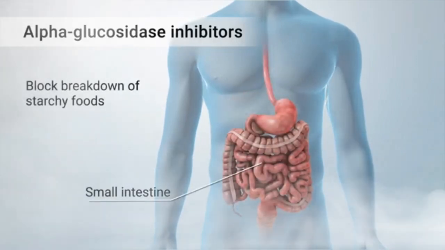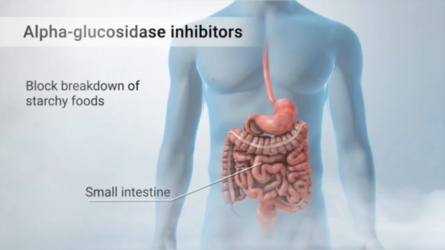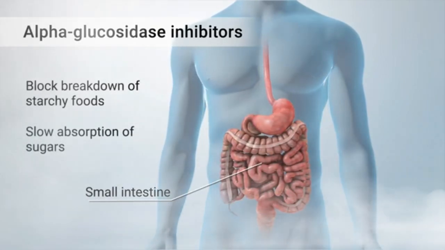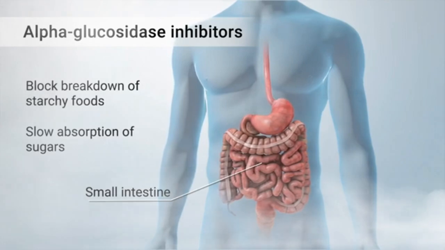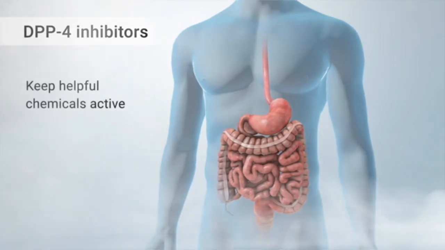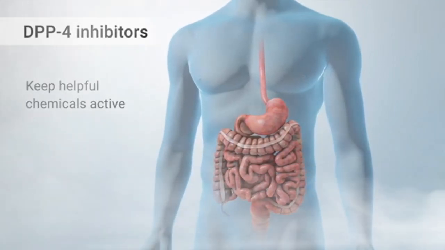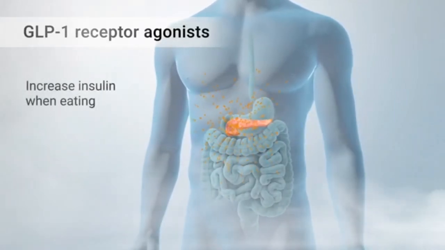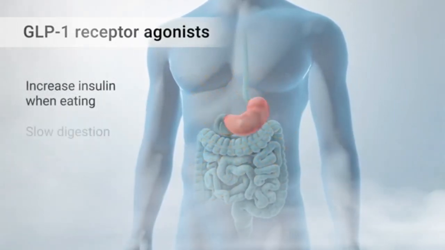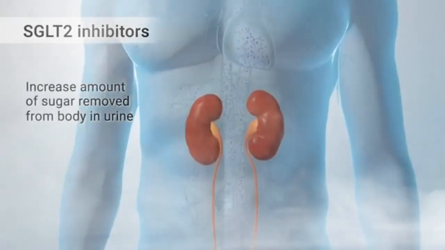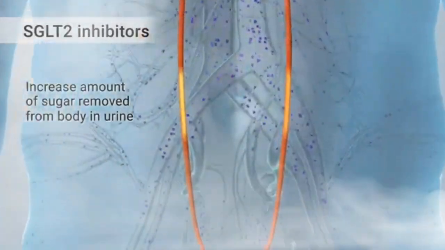Alpha-glucosidase inhibitors work in your small intestine to block the breakdown of starchy foods and slow the absorption of some sugars. This keeps your blood sugar from going up too fast after you eat. DPP-4 inhibitors let helpful chemicals in your digestive system stay active longer. These chemicals help lower your blood sugar level. GLP-1 receptor agonists increase insulin release from your pancreas when you're eating. They also slow digestion. And SGLT2 inhibitors increase the amount of sugar removed from your body and urine.